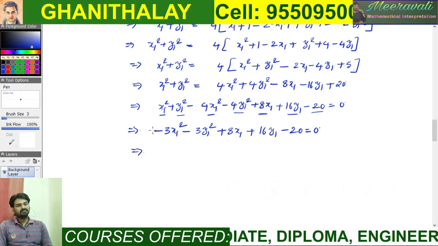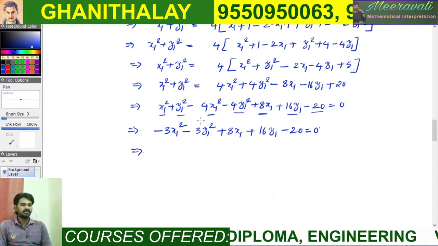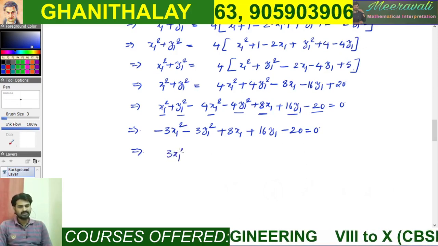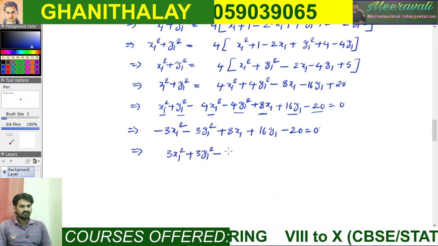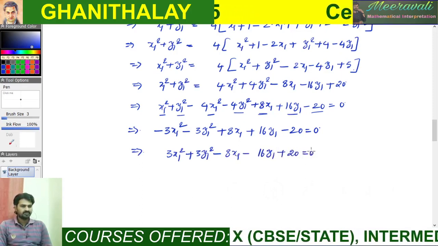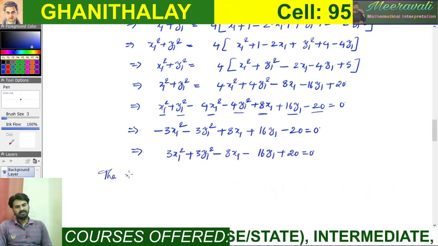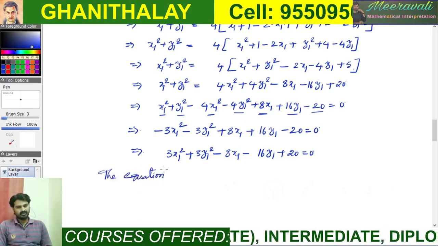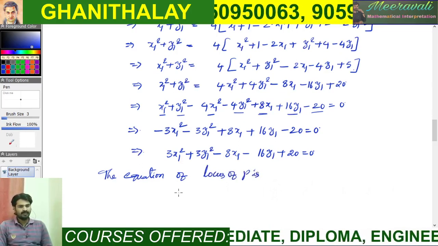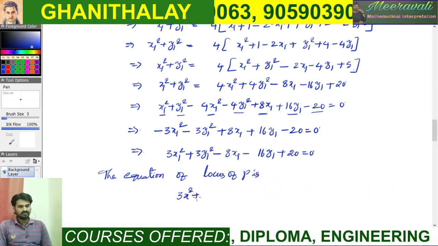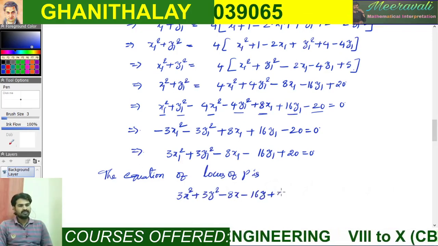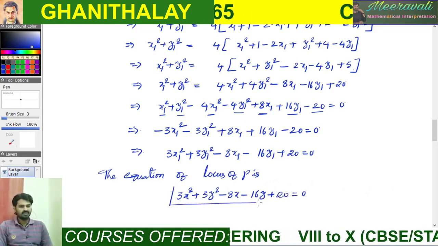You have to write the starting term as positive, so hence we can multiply by negative on each and every term on both sides. You will get 3x1 square plus 3y1 square minus 8x1 minus 16y1 plus 20 is equal to 0. Finally you have to write the equation of locus of P. Equation of locus of P is, you can remove the subscript values, 3x square plus 3y square minus 8x minus 16y plus 20 is equal to 0. This is the answer of this question.